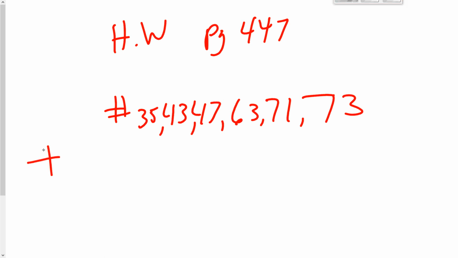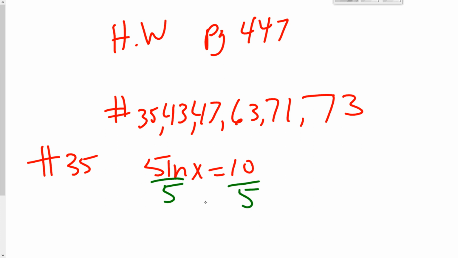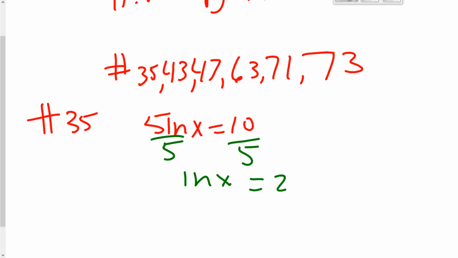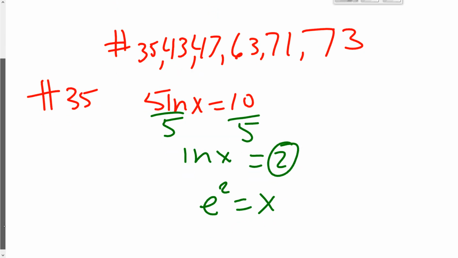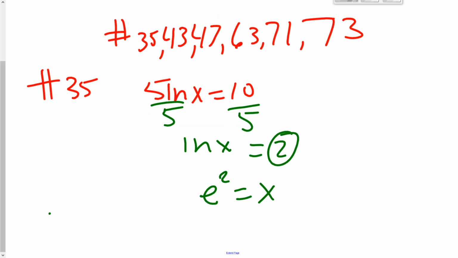You know, number 35, 5 ln of x equals 10. Get the base by itself, and then you can switch to exponential form. Some of these ln problems, you might have to switch to the different forms a couple times, based on how you do it. And so like this one, now we can switch that to exponential form. ln is base e, so e raised to the 2 equals x. So you can leave your answer like that, or whatever that number might be. Number 43.